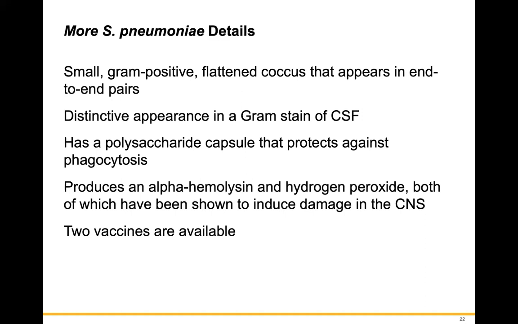Streptococcus pneumoniae is a small gram-positive flattened coccus that appears in end-to-end pairs. Streptococcus means it's a chain, so that's what we mean by end-to-end pairs.